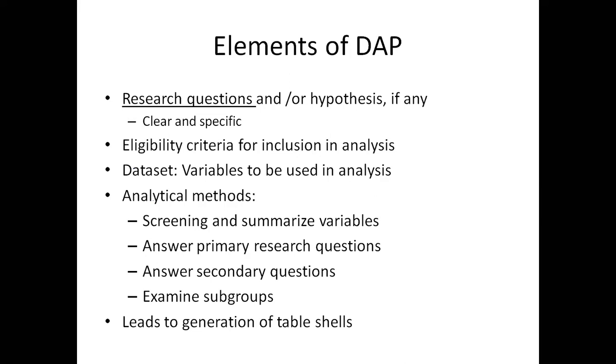The next point is about the criteria for inclusion in the analysis. So in your protocol, you might have very specific criteria for inclusion and exclusion. That is for your research study. Likewise, if you have any specific criteria for inclusion in the analysis, then that gets listed as a second element. The third part is the data set.